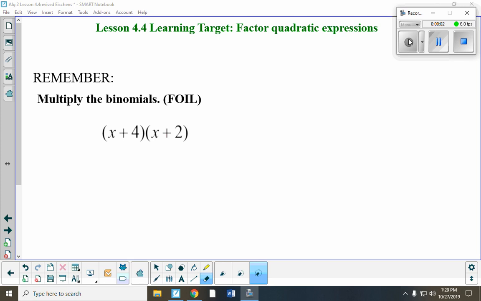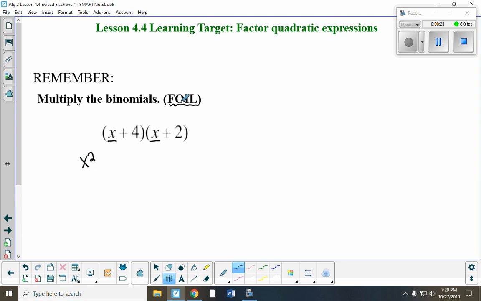Today's lesson is about factoring quadratic expressions. Before we start, though, we're going to go back and review how we multiply binomials, and we use a process called FOIL, which stands for multiply the first term times the first. So it would be x times x, which is x squared.